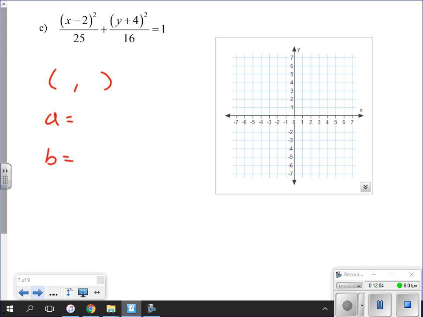Okay, where's our center on this one? At 2, -4. What's our A? 5. And our B is 4.